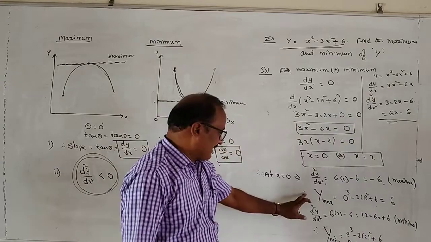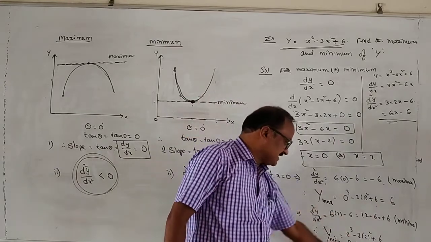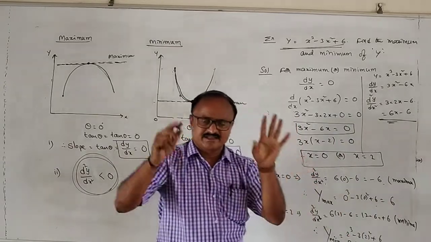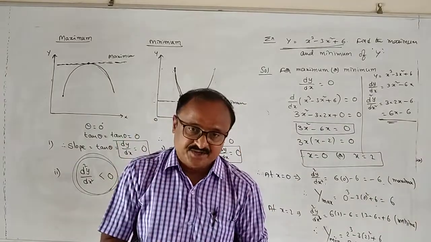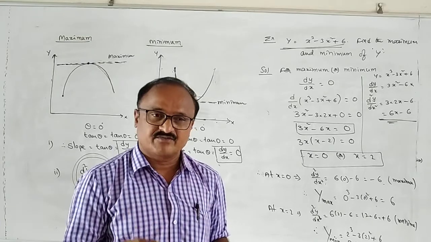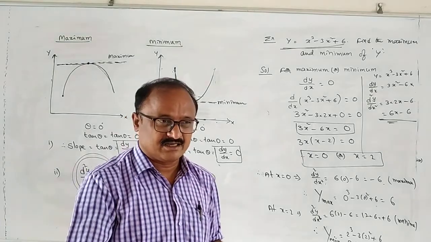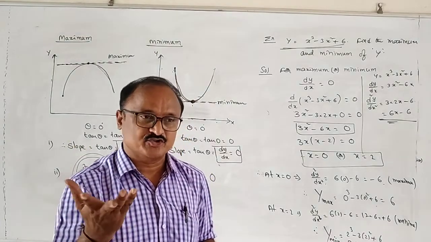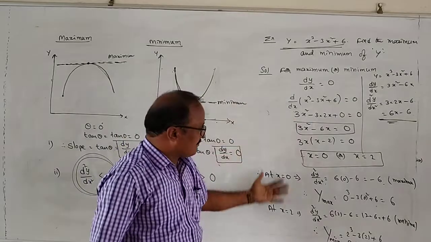So y maximum is equal to plus 6 and y minimum is equal to plus 2. Remember, this is very important for IIT advanced level students, and a little bit important for NEET students. Okay, now what is the value of maxima and minimum?